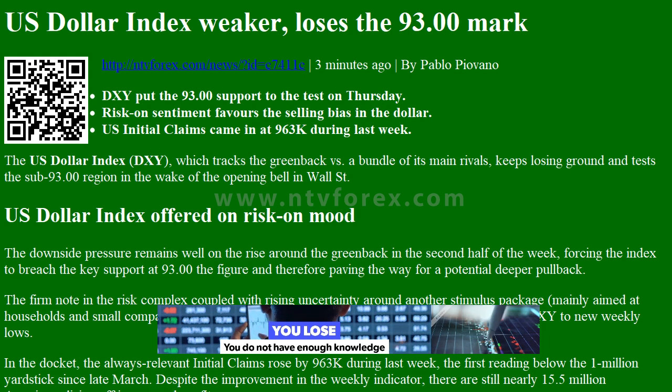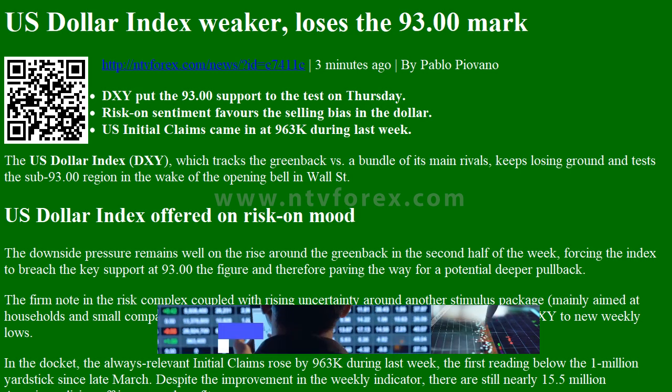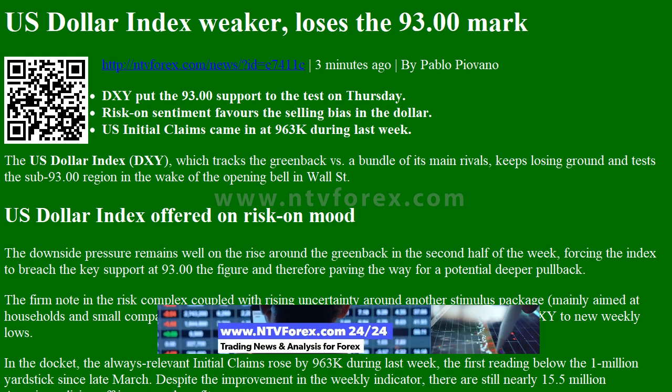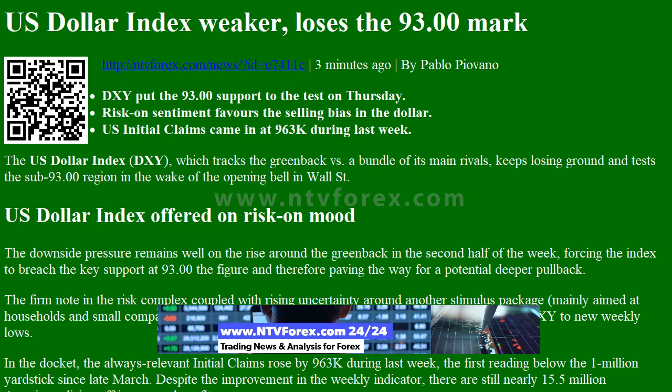US dollar index weaker, loses the 93.00 mark. By Pablo Piovano: DXY put the 93.00 support to the test on Thursday. Risk-on sentiment favors the selling bias in the dollar.